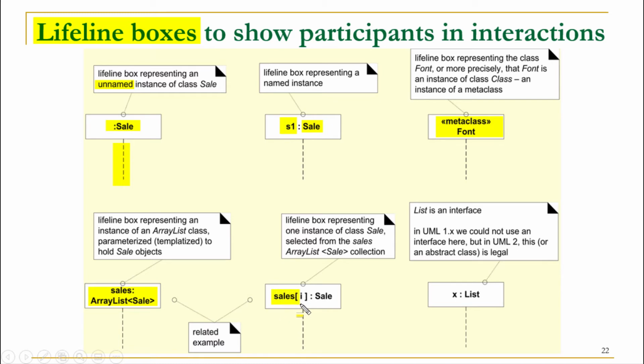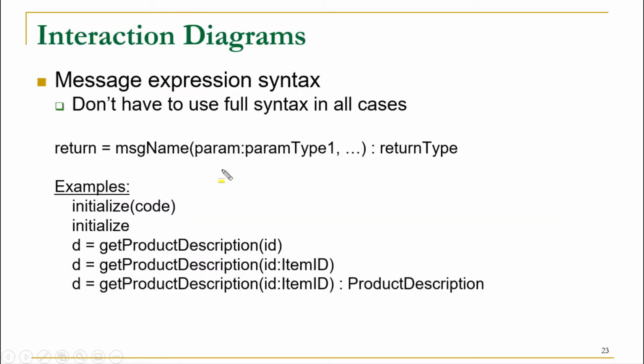If you want to show a particular single element from within the array or the array list, you can simply name it with the help of the index, and this represents here that this is of type sale. And if you're using the list interface in Java, you can simply write the name of the interface, and this x represents a single element from within the list.